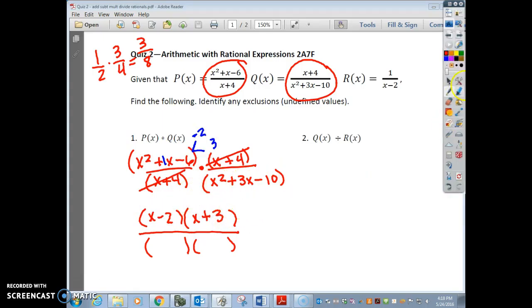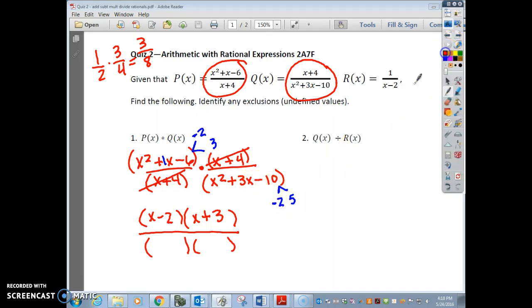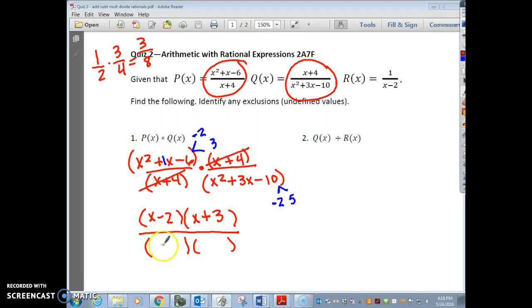And this one right here, if we were to factor that one, we're looking for the factors of -10 that are going to add up to 3. So the factors of 10 are 2 and 5. One of these has to be negative. This is a positive 3, so the 5 is positive because 5 minus 2 is 3x. So my two factors are going to be x minus 2 times x plus 5. So what cancels out? This one cancels out. So the only terms that remain are x plus 3 at the top and x plus 5 at the bottom.